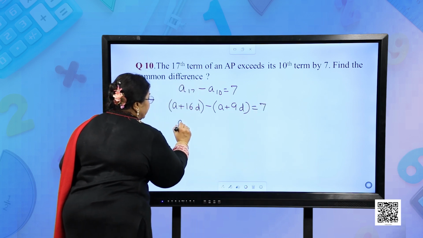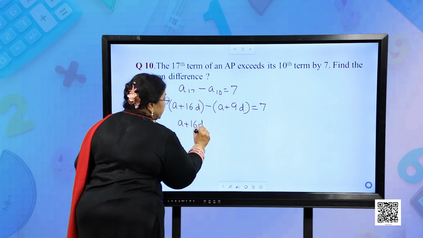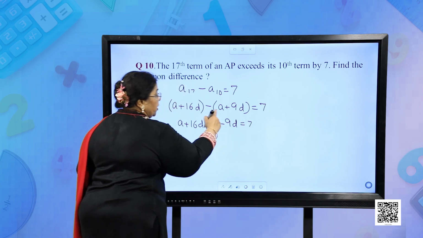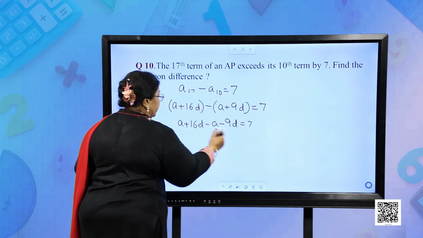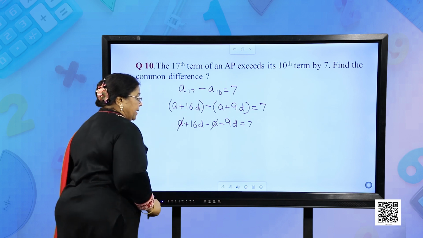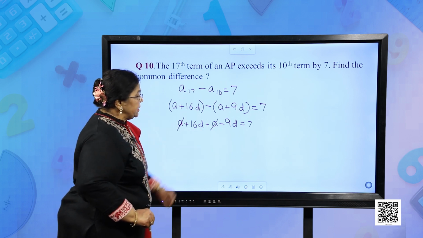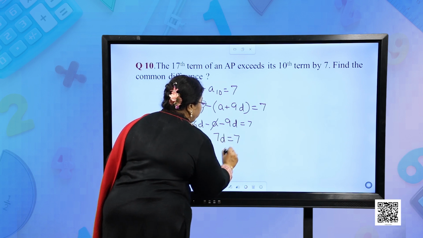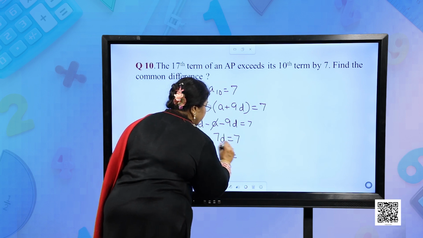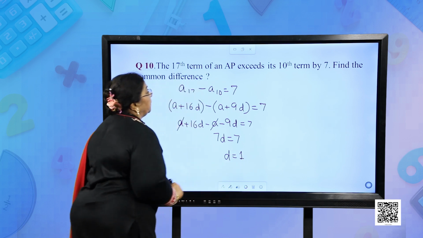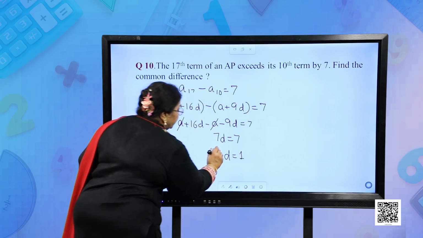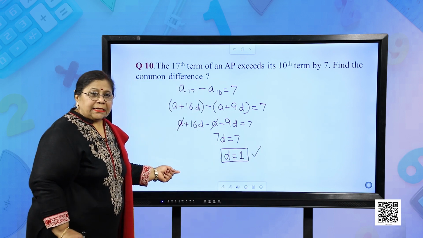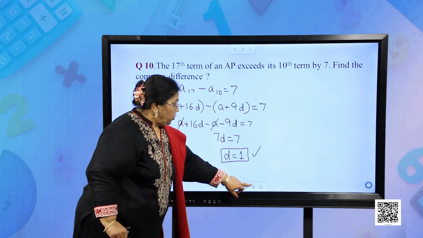If I open the brackets, A plus 16D minus A minus 9D is equal to 7. Just observe, if I open the bracket, signs will change. What is A minus A? They get cancelled. What is 16D minus 9D? Yes, you are right. 7D is equal to 7. So, D is equal to 7 upon 7, which is 1. Find the common difference. I think this is the common difference. D is equal to 1 is the answer. I hope it is clear. Shall we go to the next question?